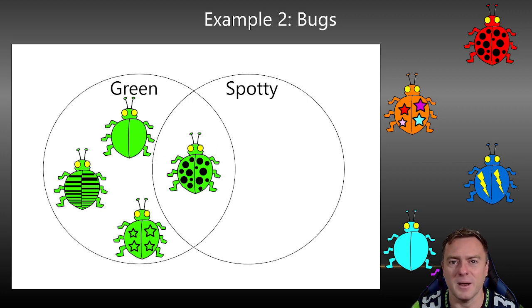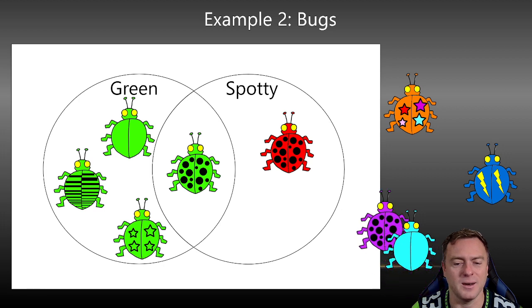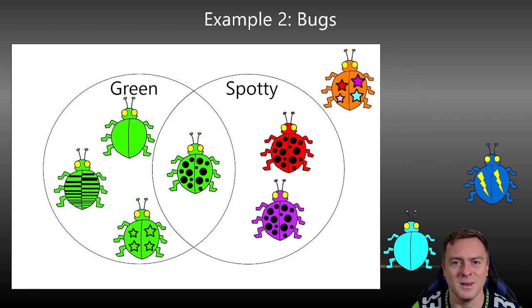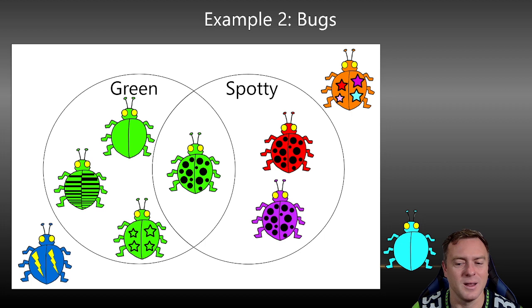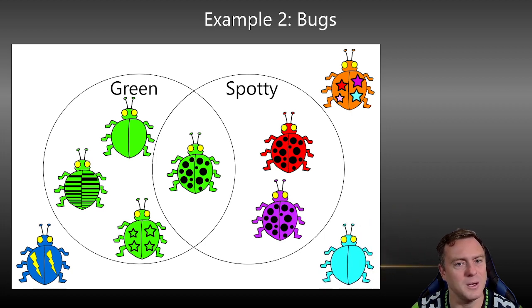If I then want to think about things that are just spotty, there are 2 options, right? So where they're spotty and not green is the red bug, and then also that purple one down the end. And lastly, we want to see if there's any bugs that are not green and not spotty, which is the orange one, the little racing stripe dude, and then also the teal guy at the end. So that's a pretty easy way of seeing how the different pieces go into the place of the Venn diagram.